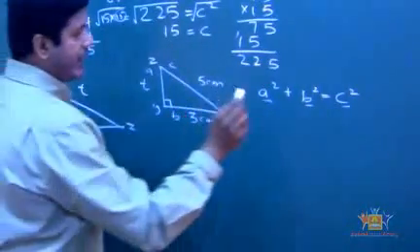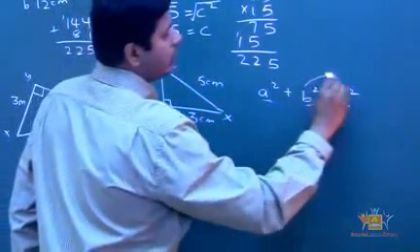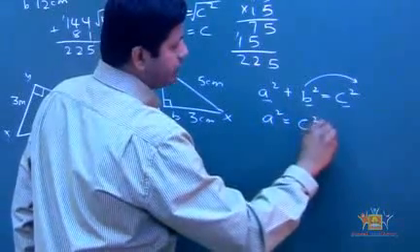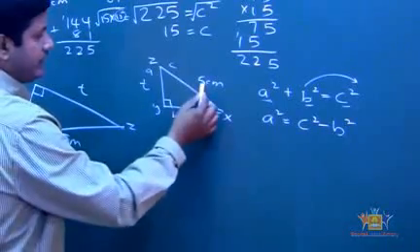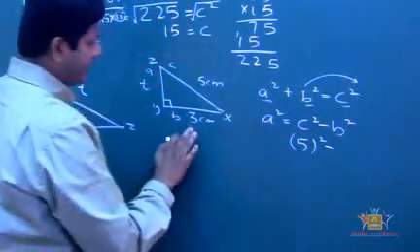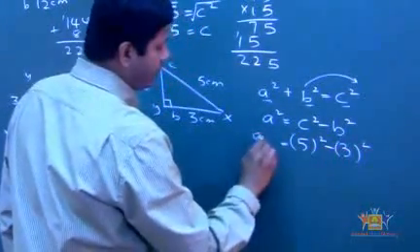I have to isolate a in order to find a, am I right? So b, I have to go across this bridge. So that means a squared equals c squared minus b squared. So I know c is 5. So 5 squared minus b, which is 3, 3 squared. And I can find what a squared is going to be.